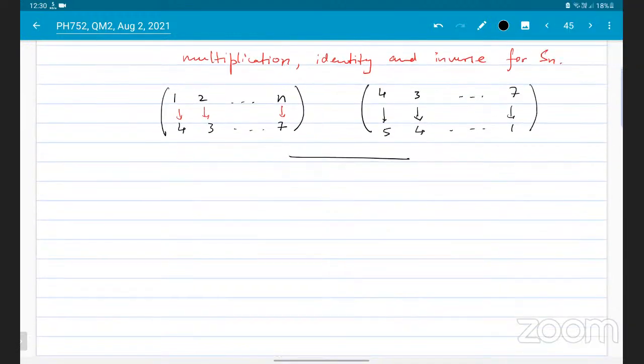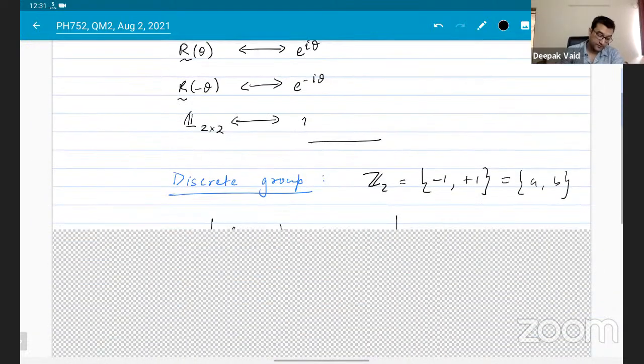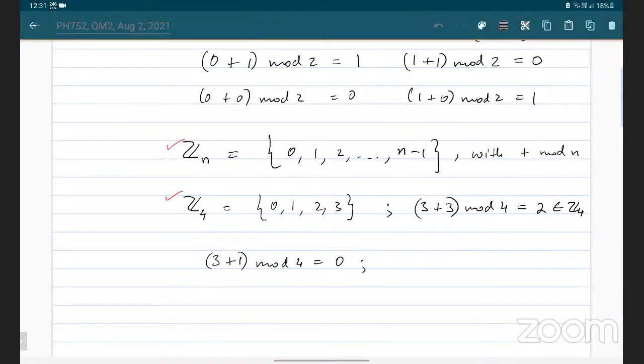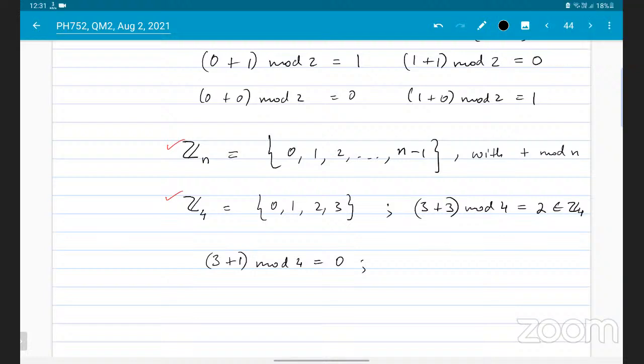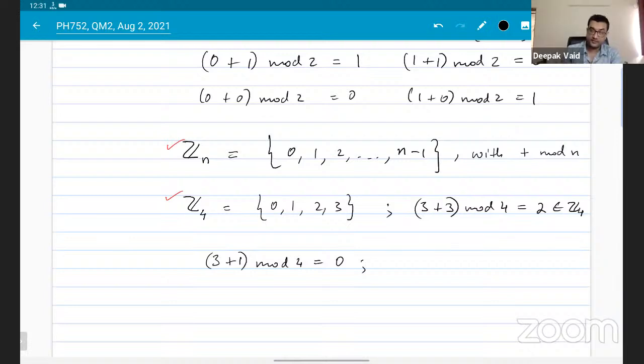Excuse me, sir. Yes, please. Sir, I didn't understand the inverse for Z4. The inverse for Zn, right? Yes, sir. For this one, the inverse is, so addition is modulo n, right? So you understand what that means, right? Modulo n means you take the remainder. Yes.